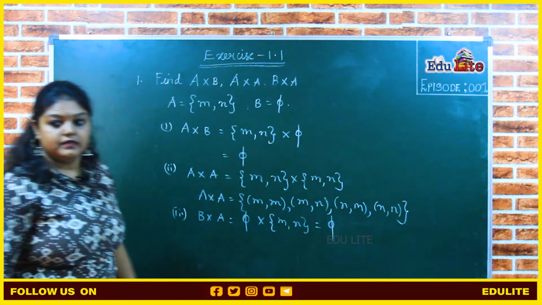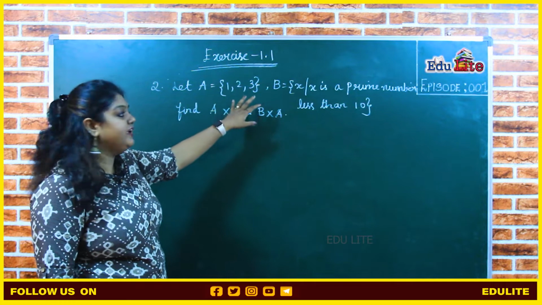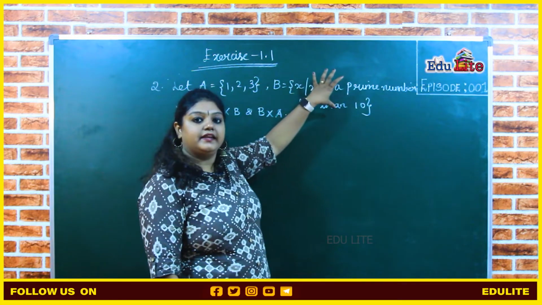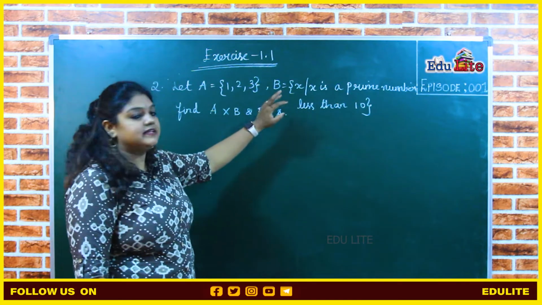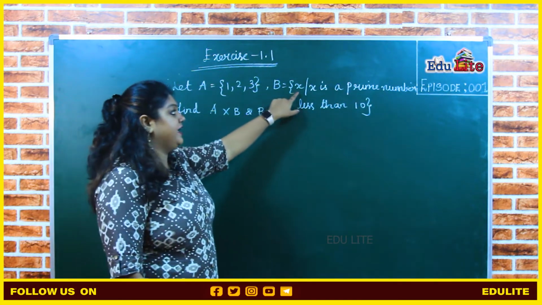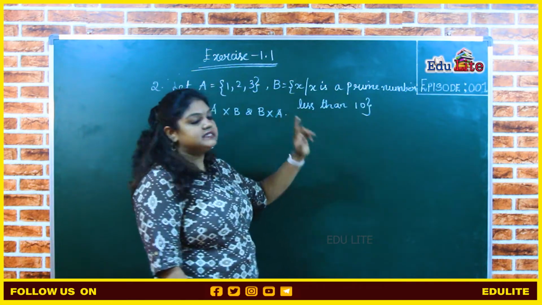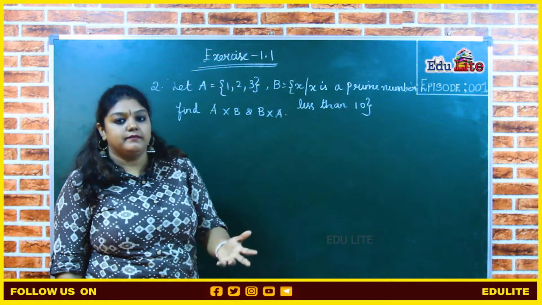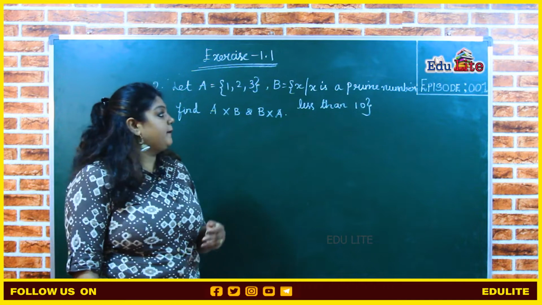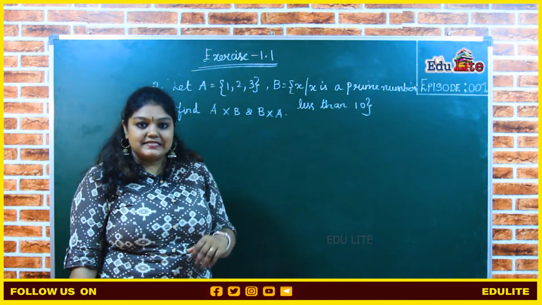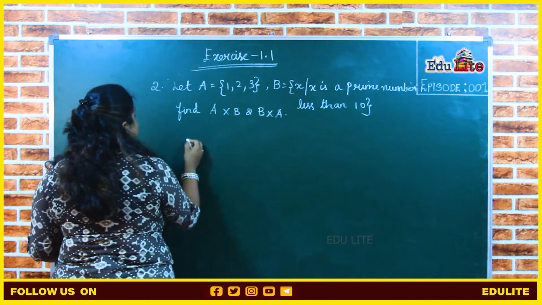The second problem is given as set A equals {1, 2, 3}. It is directly given, whereas set B is not directly given, and we have to frame it using the hint given. To write the set B, the hint given is {x such that x is a prime number less than 10}. So set B has to be framed with the prime numbers which are less than 10. Okay, then what is a prime number? A number which can be divided only by itself and 1 is called a prime number.